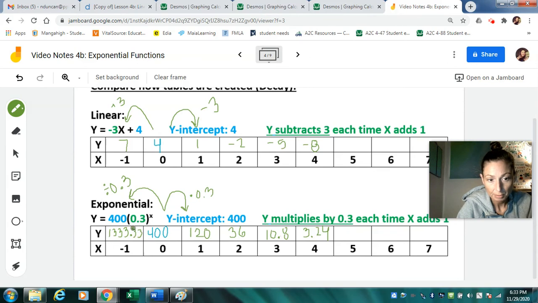To show that a number is repeating, you just put a line over it, and that shows that it's those same numbers over and over again. So 33 repeating. And again, we can look at the graphs for that.